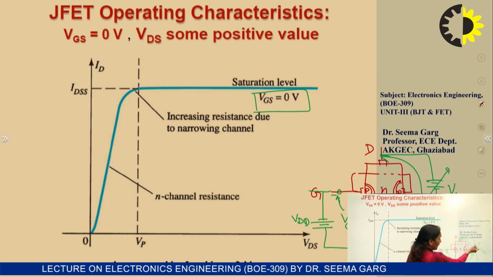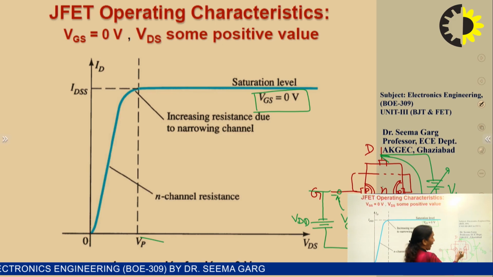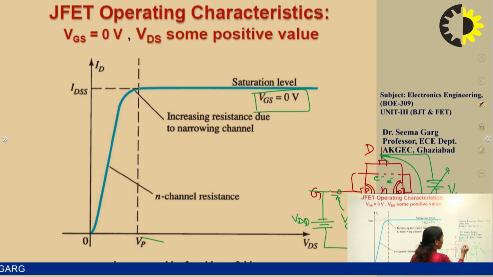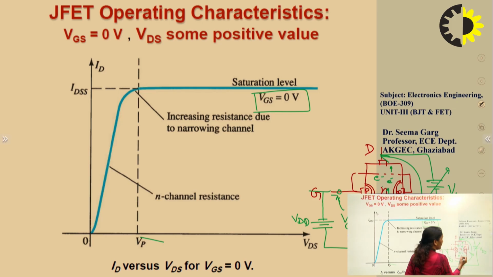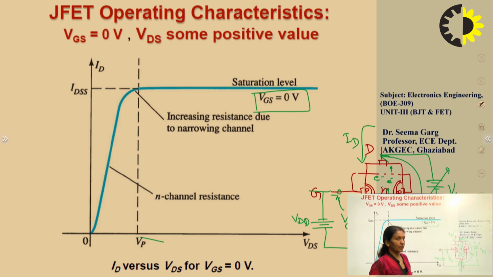So as you keep on increasing this, the VDS is also increasing. And this positive terminal of the battery will attract the electrons, the majority charge carrier. They will start moving towards the drain terminal, and we know that current flows opposite to the electrons. So because of that reason, the drain current will start flowing in the circuit from drain to source terminal.